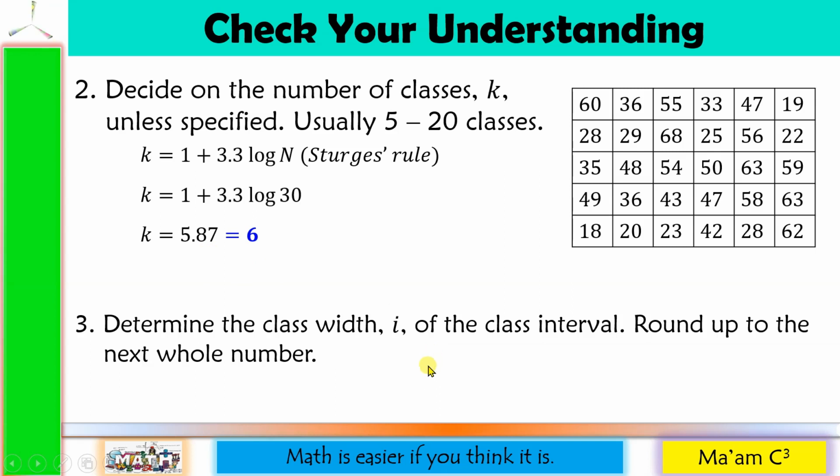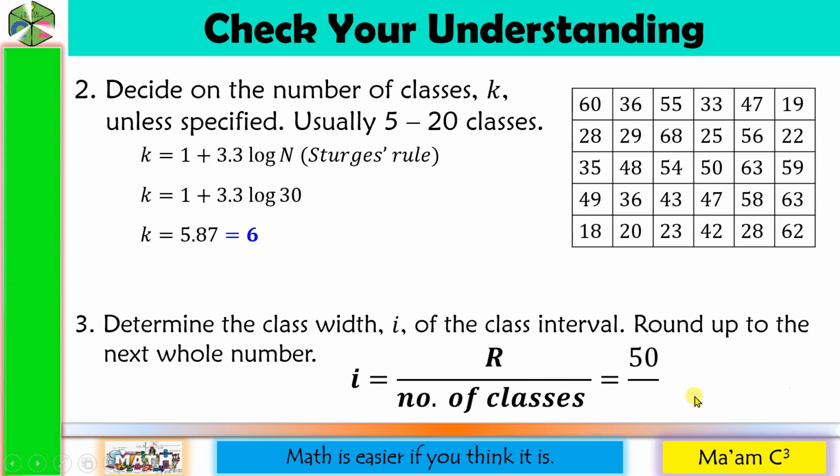Step 3, determine the class width. So again, here is our formula. The range is our answer in step 1 and that is equal to 50. And the number of classes is our answer in step 2 and that is equal to 6. 50 divided by 6 is 8.33. Round up to the next whole number. This is equal to 9. So we have a class width of 9.